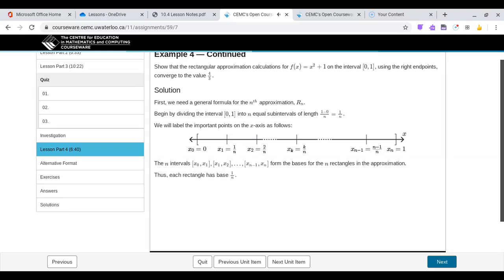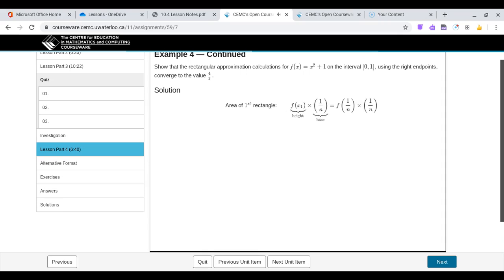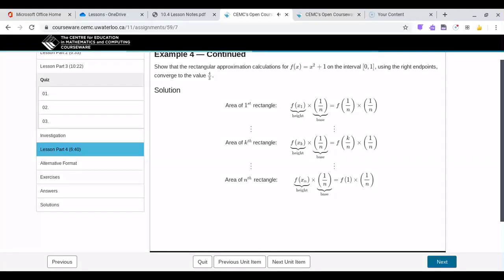So each rectangle will have base 1/n. The height of the particular rectangle is determined by the function value at the right endpoint of the interval. So for the area of the first rectangle, well, we use the right endpoint of the first interval, which is x1. So the height is f of x1, and of course the base is 1/n. So you can see the area of the first rectangle is the product of these two values. For the kth rectangle, we get the same formula, but now we're using xk, which is k/n. And for the nth rectangle, we're now using xn, which is 1.